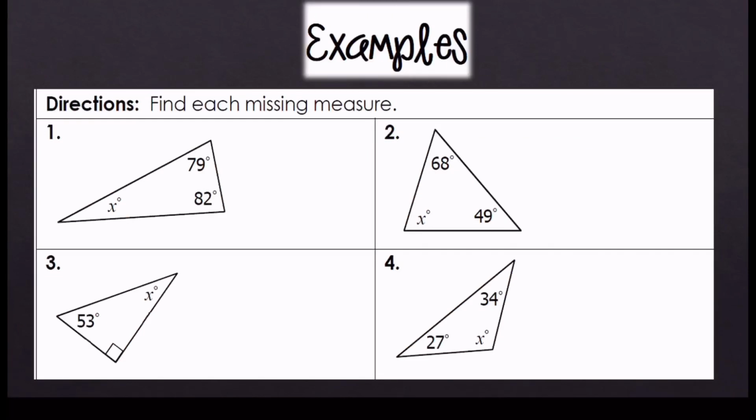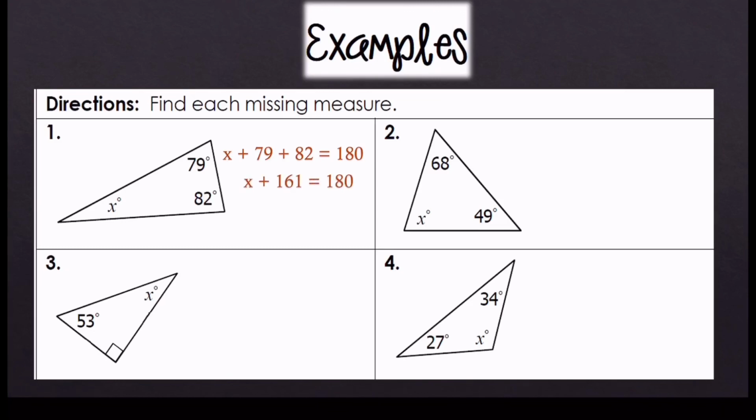Okay, let's go see what this looks like. So if I look at number one, I've got my triangle. I know that the three angles inside should add up to 180, but I'm missing one of the angles. So I create an equation, and it's important that you do it this way, because you're going to see in a minute that we're going to build, and it's not going to be all just numbers and one variable. So you need to get in the habit of doing it this way. So I have X plus 79 plus 82 equals 180.